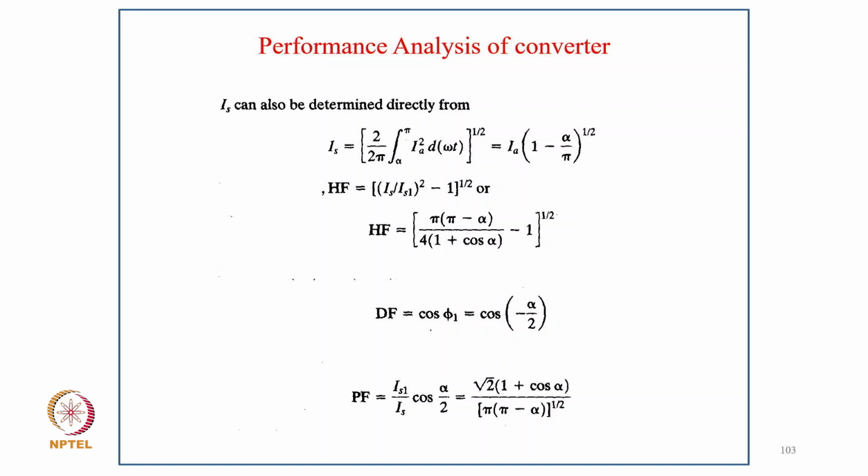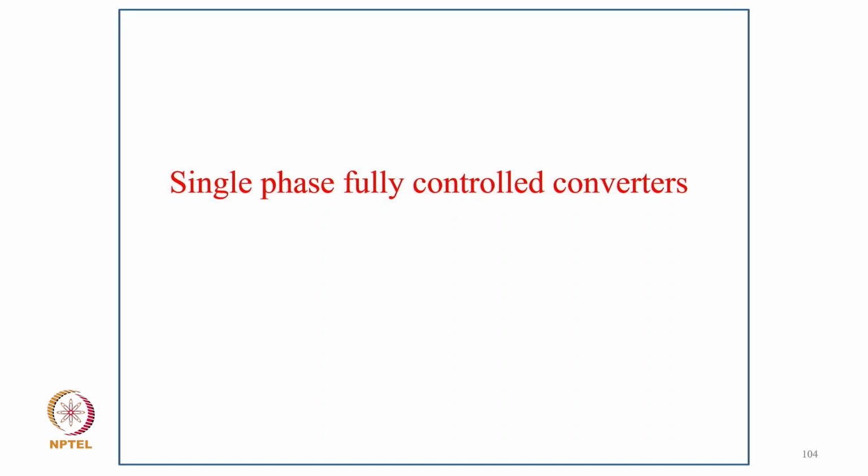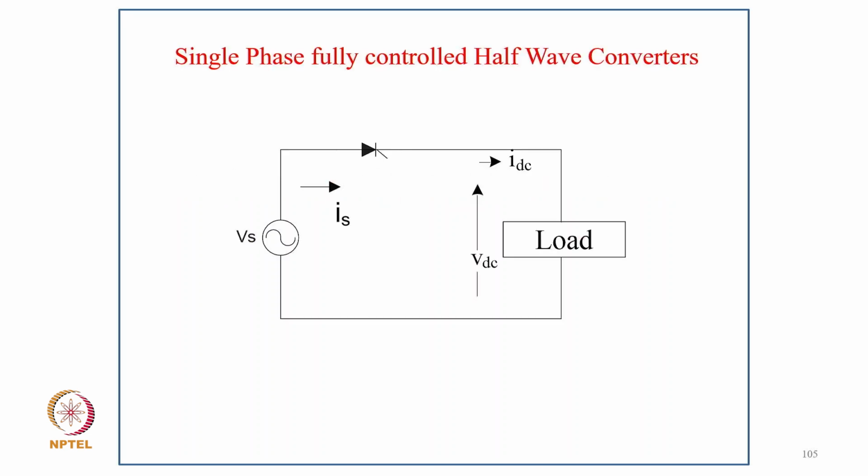equal to cos minus alpha by 2, and PF factor IS1 upon IS cos alpha by 2, that is equal to root 2 (1 plus cos alpha) divided by under root bracket pi into pi minus alpha to power half. Now coming to single phase fully controlled converter.